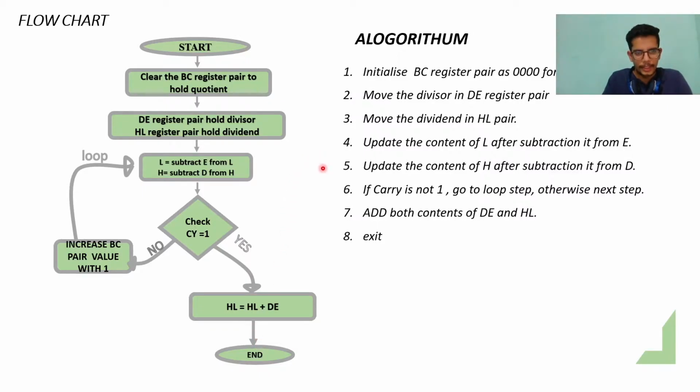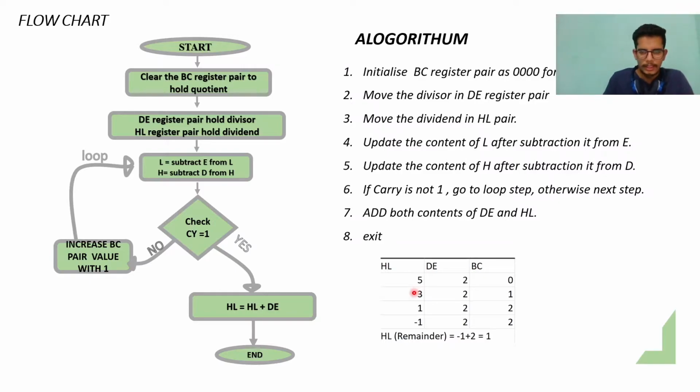But the point I want to make here is that we can understand it with a little example. Our HL, that is our dividend, is 5, our DE, that is our divisor, is 2, and BC is 0. Initially these inputs are given to the HL, DE and BC register pairs. Now to perform division we will successively subtract the DE content from the HL content, that is, we subtract 2 from 5, which becomes 3.